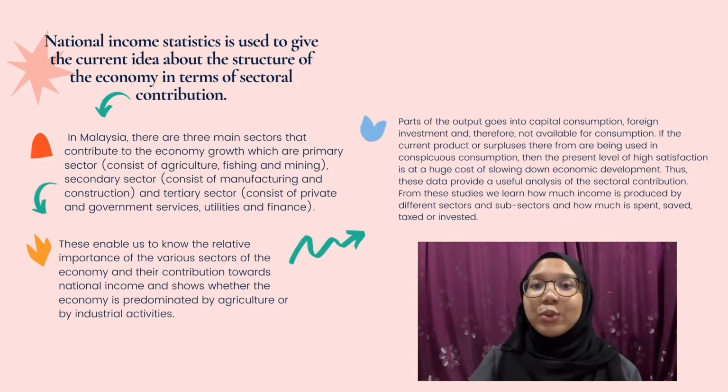In Malaysia, there are three main sectors that contribute to economic growth. First, the primary sector consists of fishing, agriculture and mining. Secondary sector, which consists of manufacturing and construction, and tertiary sector consists of private and government services. These national income statistics enable us to know the relative importance of the various sectors and their contribution towards the national income. These data provide a useful analysis of the sectoral contribution, and we learn how much income is produced by different sectors.